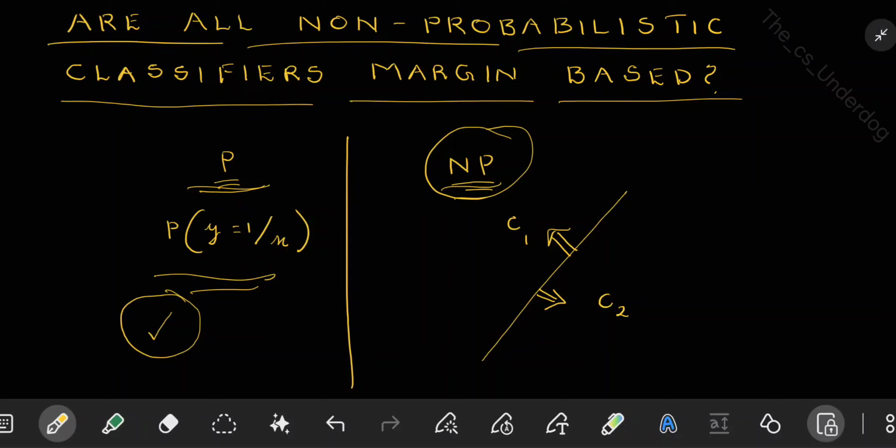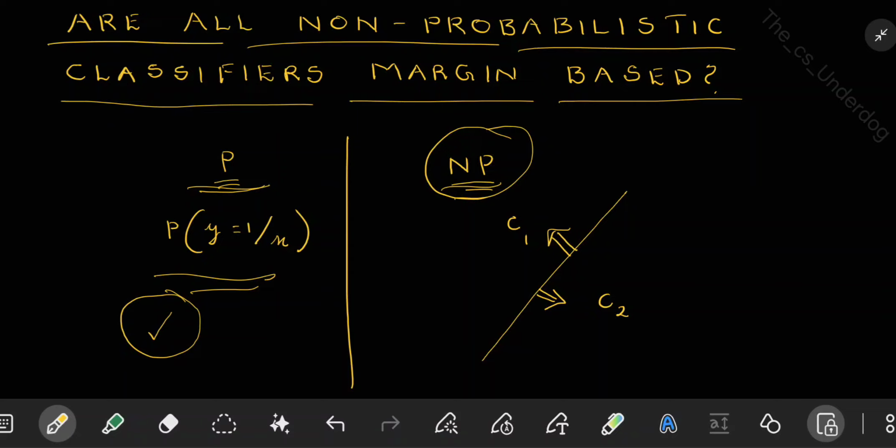When you see this, automatically you can get this doubt: if it is a non-probabilistic classifier, is it always a margin-based classifier, or are there other options as well? Can it be non-probabilistic and also not margin-based? Is that also a possibility? This is what we are going to see in this lecture.